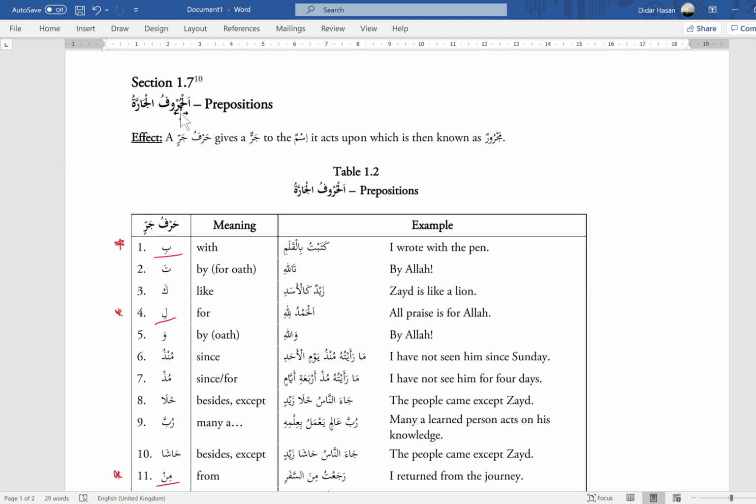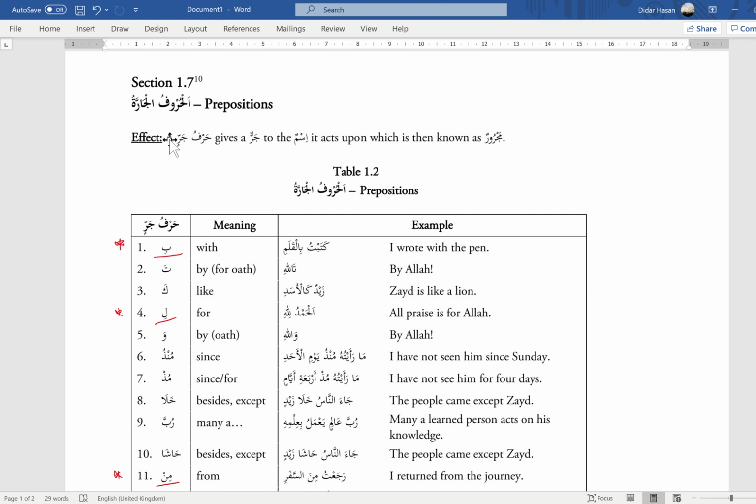Al-Huruf is obviously particles, and Al-Jarrah are those particles that give the next word a jar, meaning a kasra. So in English we call these prepositions. Al-Huruful Jarrah, those particles which give the next word a jar. Okay, so effect. A harfu jar. So Al-Huruful Jarrah is obviously plural, singular is harfu jar.